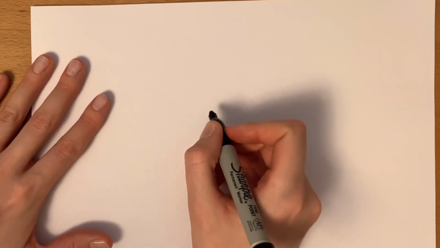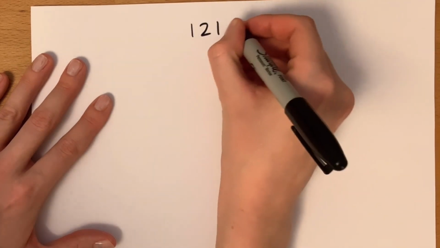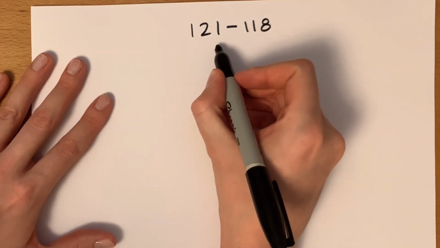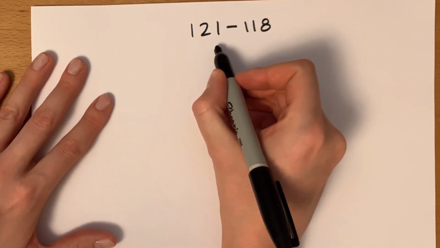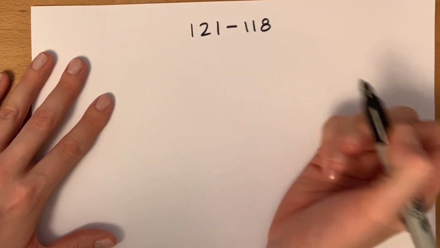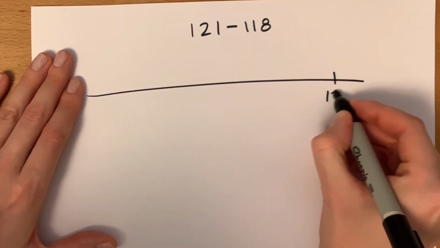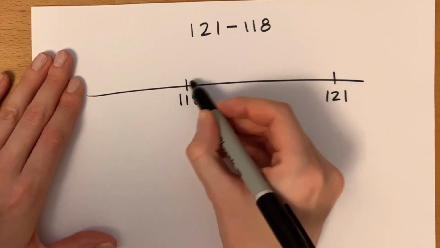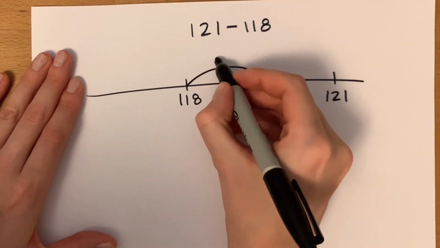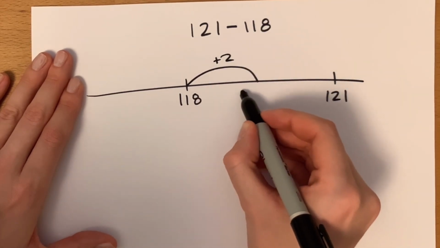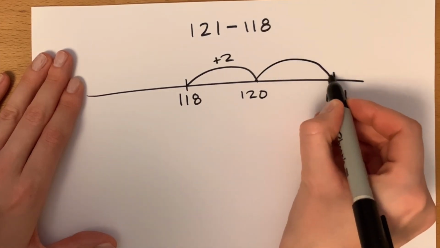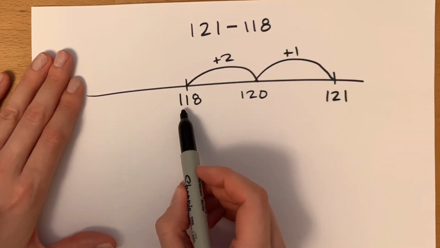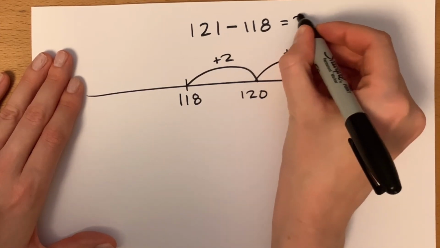And the last equation that we're going to solve is 121 minus 118. Now this equation is different from 121 minus 5 because it actually has two numbers that are quite close together. So I've got 121 here, and I'm just going to see how far I need to count up to get to 121. So if I add 2, I get to 120, and then I just need to add one more to get to 121. So I just had 3 steps between 118 and 121.